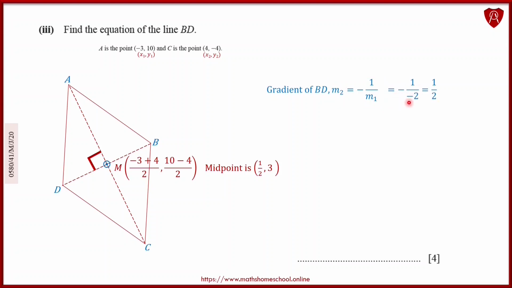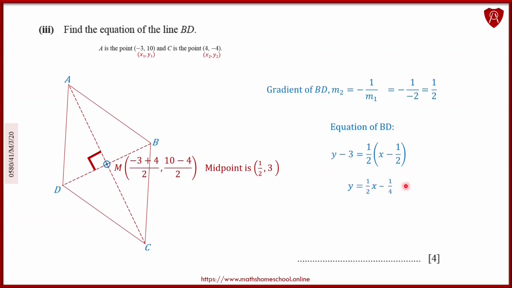We use -2, the gradient of AC, to find that the gradient of BD is a half. So now we have 1 point on the line BD and its gradient. We can use this point and the gradient to write the equation of the line, and it is this: y minus the y value, gradient times x minus a half, the x value.